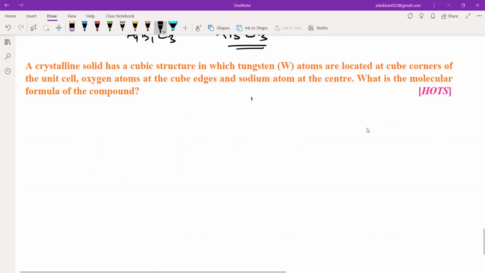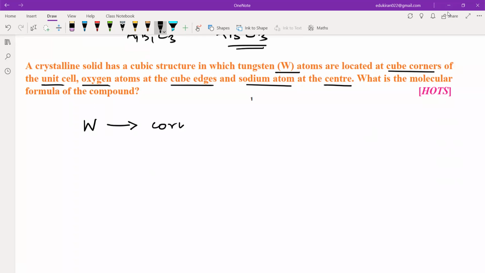Okay, so a crystalline solid has a cubic structure in which tungsten atoms are located at the cube corners of the unit cell. Oxygen atoms are at the cube edges and sodium atoms are at the center. Sodium atom is in the center. And then we have oxygen atoms in the edges. So first of all, tungsten, that is W. W is in the corner. So that is 8 into 1/8. It will be equal to 1.